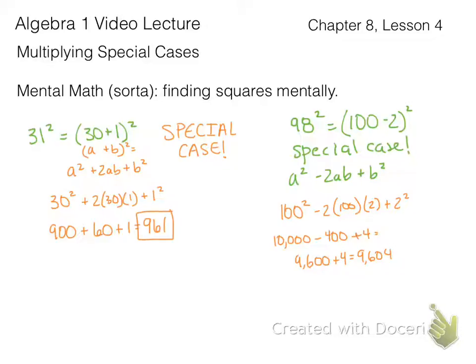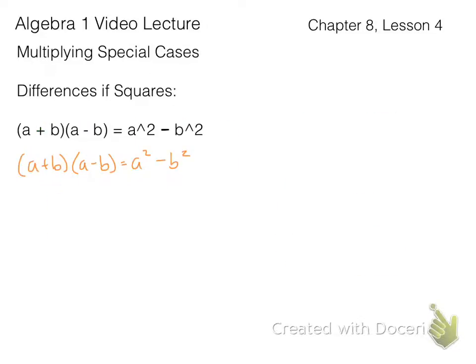Add them up. Well, sort of. There's a subtraction there. 10,000 minus 400 is 9,600. Plus 4 is 9,604. There you go. Okay. Second to last, or no, there's a lot more. Okay, I'm going to try to make this quick, guys.